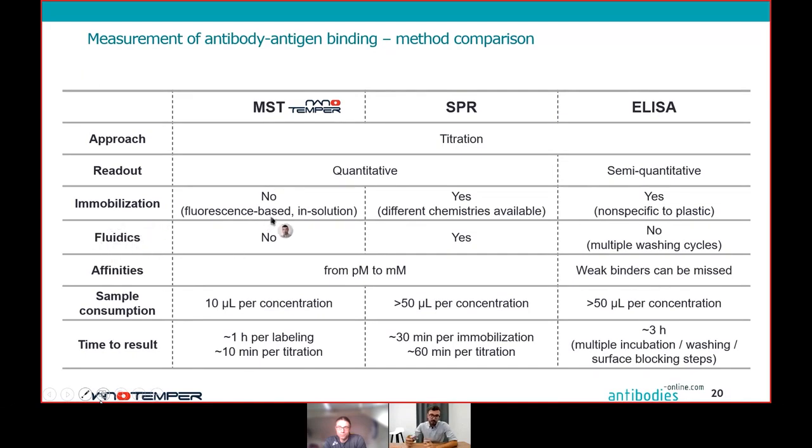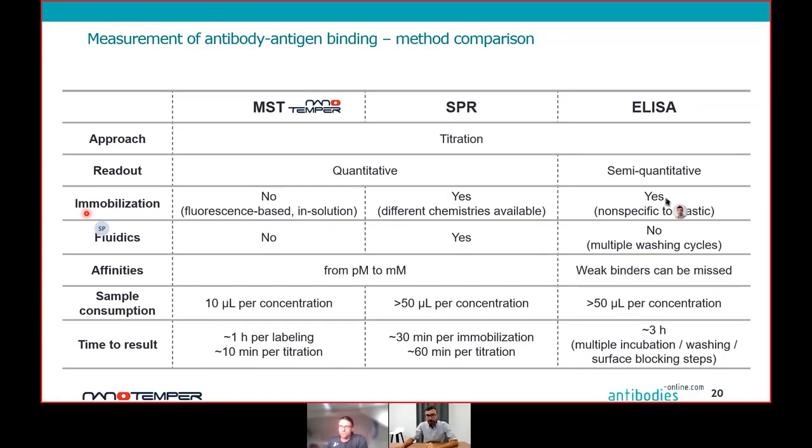A second difference is fluidics. Again, MST is an in-solution measurement. We measure in small glass capillaries, so there's no need for fluidics. In SPR and in ELISA, you have to have a way to exchange the solution on top of your immobilized protein. In SPR, this is done by a flow cell, by a fluidic system. In ELISA, you do this with multiple washing cycles.